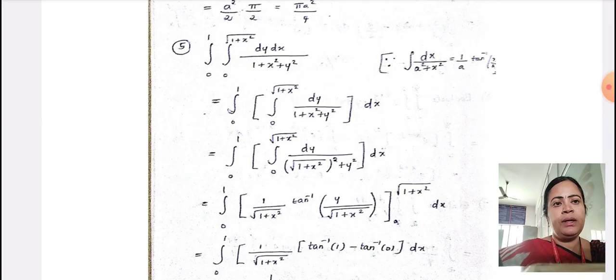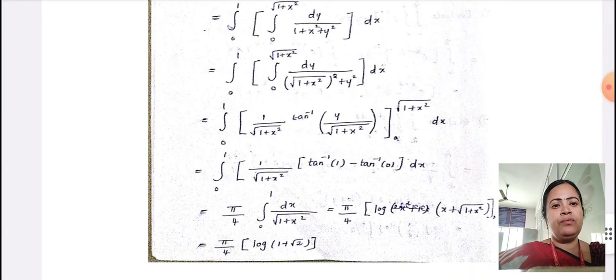So what is our formula? Integral dx by a square plus x square equals 1 by a into tan inverse of x by a. So our a is root of 1 plus x square. In the place of x you substitute y, divided by a, which is root of 1 plus x square, between the limits 0 to root of 1 plus x square. When you apply the upper limit, you get tan inverse of root of 1 plus x square divided by root of 1 plus x square. So root of 1 plus x square gets cancelled, and you get tan inverse of 1, minus for the lower limit, tan inverse of 0.